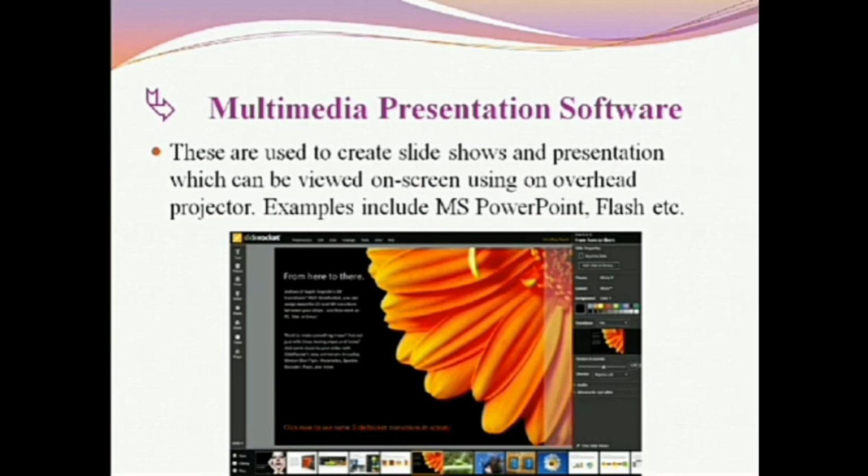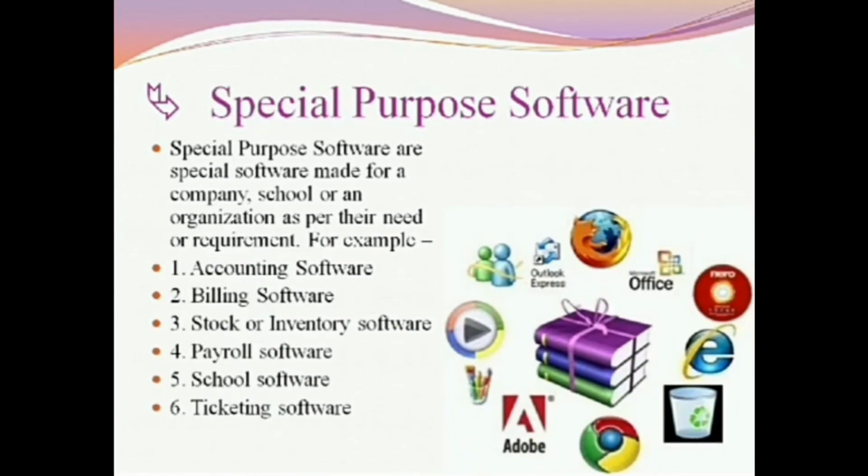Okay. Next point, let's learn about special purpose software. Special purpose software is special software made for a company, school or an organization as per their need or requirement. For example, accounting software, billing software, stock or inventory software, payroll software, school software and ticket software. In this picture we see Google Chrome, Mozilla Firefox, Recycle Bin and Internet Explorer.